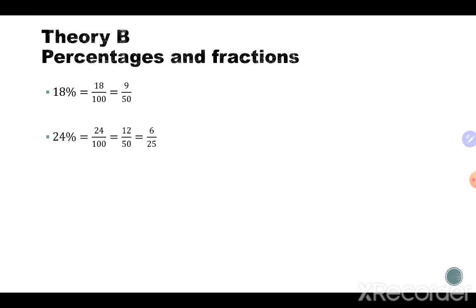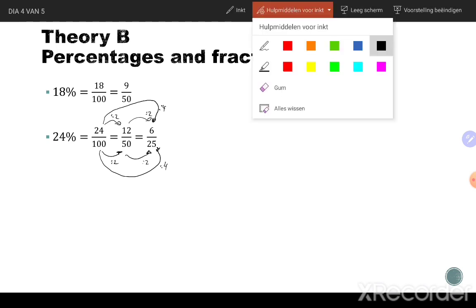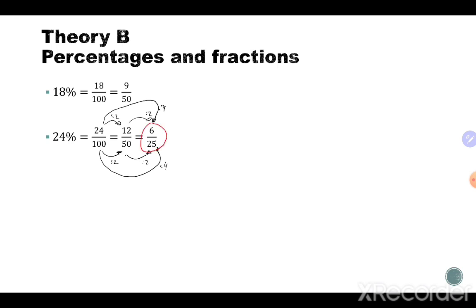24% is exactly the same as 24 over 100. We can simplify it by dividing the numerator and the denominator by 2. And we can do it another time, dividing both by 2. You can even say, if you see it immediately, that you divide from here to there by 4 and from there to here by 4. So 24% is exactly the same as 6 over 25.